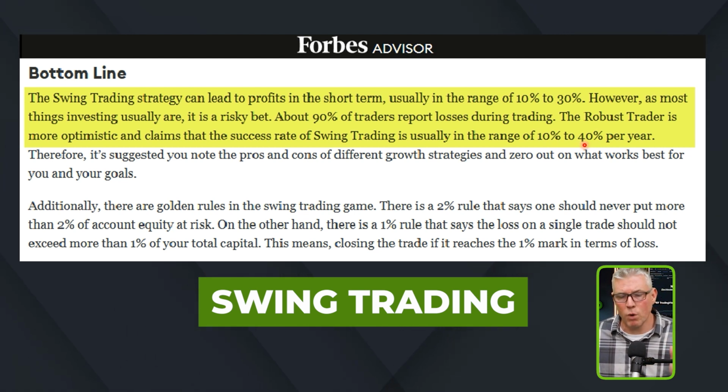Most swing traders, again, are probably discretionary traders. They're trading off of fundamentals. We trade off of technicals, but I'm just showing you what the average is according to Forbes. The article is from November of 2023. But look, it is interesting, 10 to 30% returns.